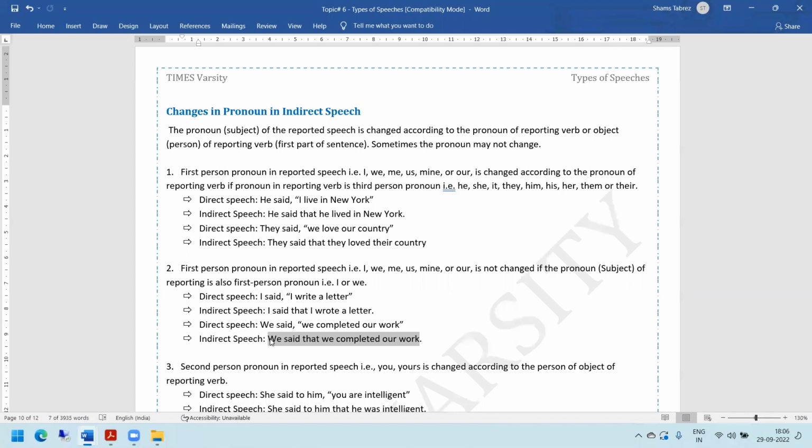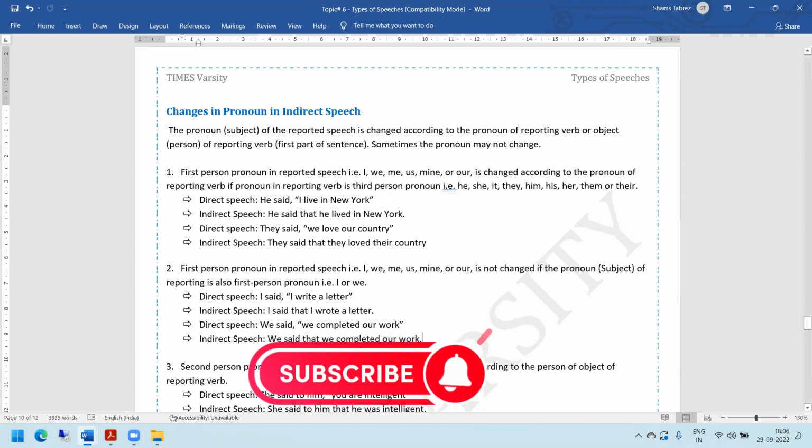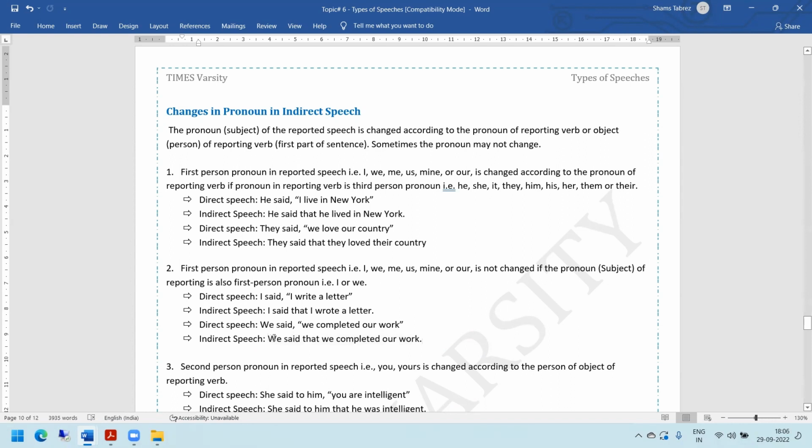Identify tense and parts of speech. We said that we completed our work is past indefinite. So here you see, he said is past indefinite. Then we completed is also past indefinite. Am I right? Yes, sir, both are in past.